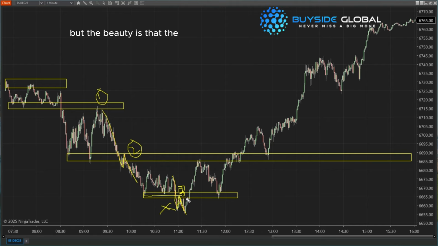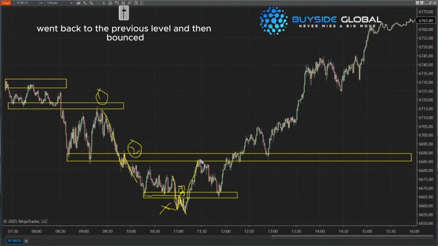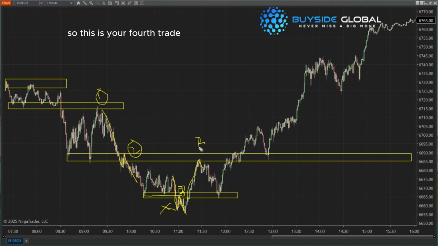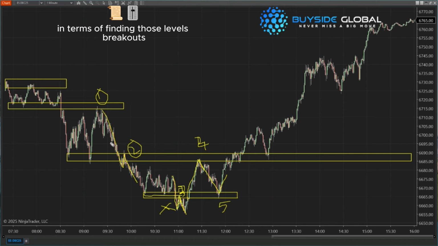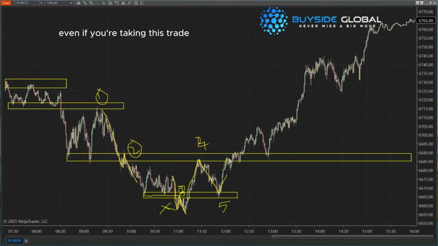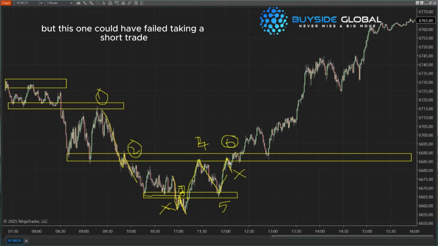Third trade, it failed. That's okay. But the beauty is that look, the price went back to the previous level and then bounced. So this is your fourth trade, and then look at this one, bounced off this level to go back up. This is your fifth. This is how I used to trade in terms of finding those levels, breakouts, re-entry, bounce, those things. Now the next trade, even if you take this trade, because it bounced and came back down, it's still a valid trade as per the rules, but this one could have failed, taking a short trade.